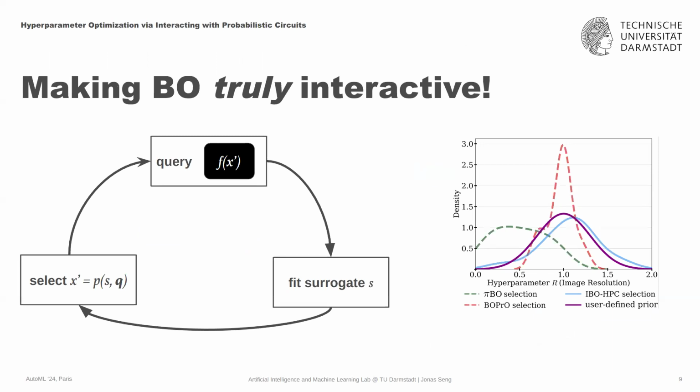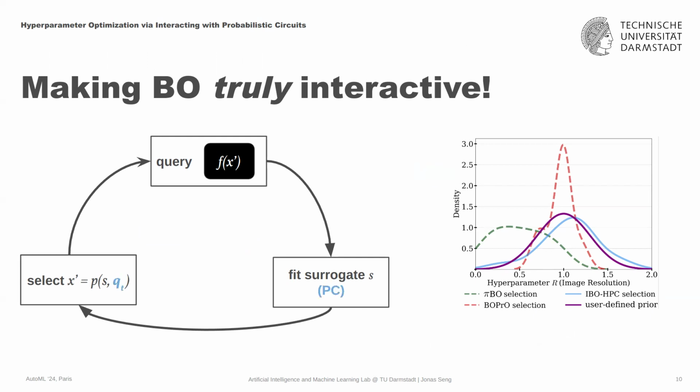However, we found that existing state-of-the-art BO methods incorporating user knowledge do not reflect the user priors well. On the right-hand side, there's an example for the JAHS benchmark where PriorBand and BOPrO do not reflect the given user prior, here in purple, as they should.